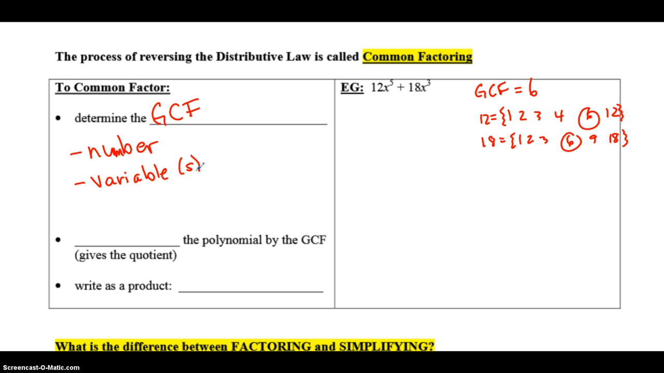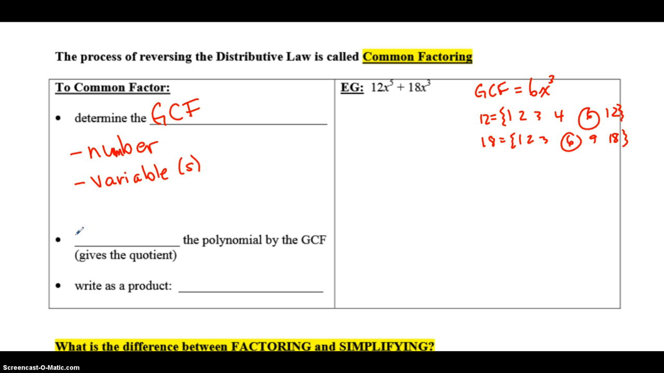The next piece, though, is to look at the variable or possibly variables if there's more than one. Here I have x to the exponent 5, and here I have x to the exponent 3. So they both have x's that can be divided out, but I can only take out as many as my fewest or my smallest exponent. So in this case, I'm able to take out 3 x's or x cubed from each term here.